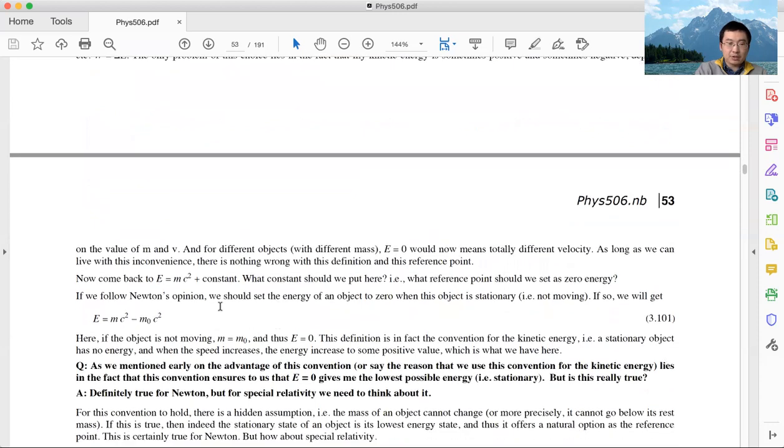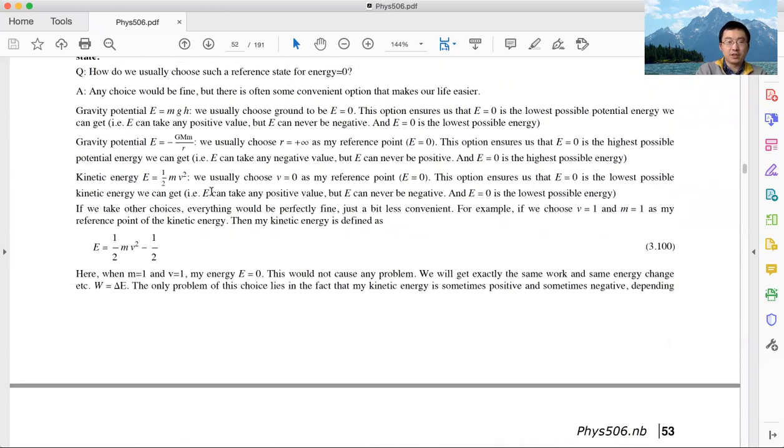So now let's go back to m equals c squared plus constant. What energy reference point should we choose? Which state should we call energy 0? If we follow Newton's opinion, Newton will tell us, that's easy. Let's choose the state where this object is not moving as my reference point. That's what Newton did. Newton says, let's choose velocity being 0 to be the reference point for my energy 0. That's how Newton defined the kinetic energy.